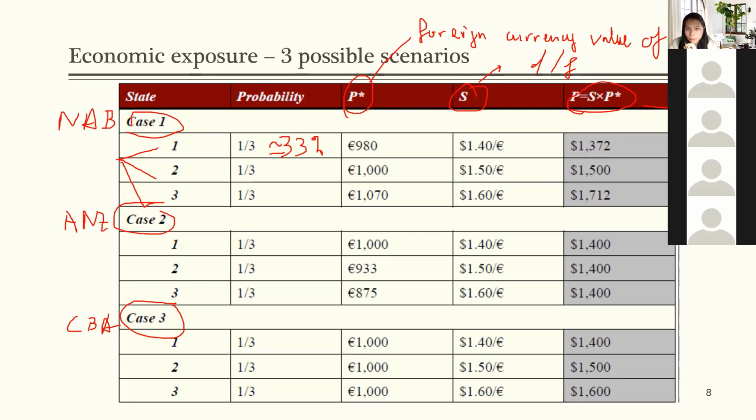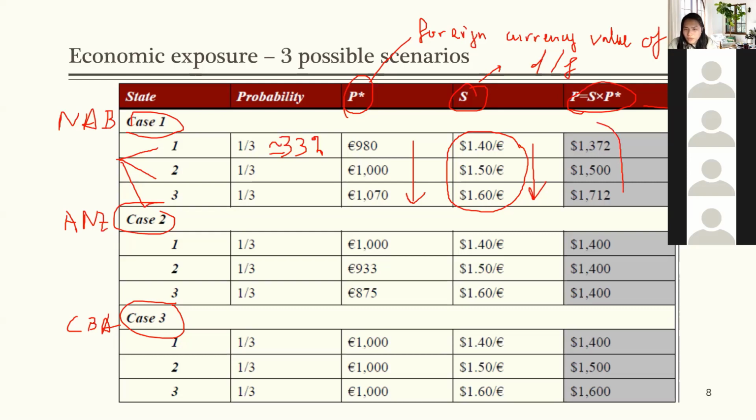So in case 1, when the exchange rate increases, right? So as you can see, if you go from state 1 to state 3, the exchange rate increases, yeah? So here, as the value of the euro increases, what happens here? What happens is the euro value of your asset also increases, okay? So in this scenario, P star and S, or the foreign currency value of your asset and the exchange rate, increase together and decrease together, obviously. So they have a positive correlation, okay? So when one increases, the other increases as well.